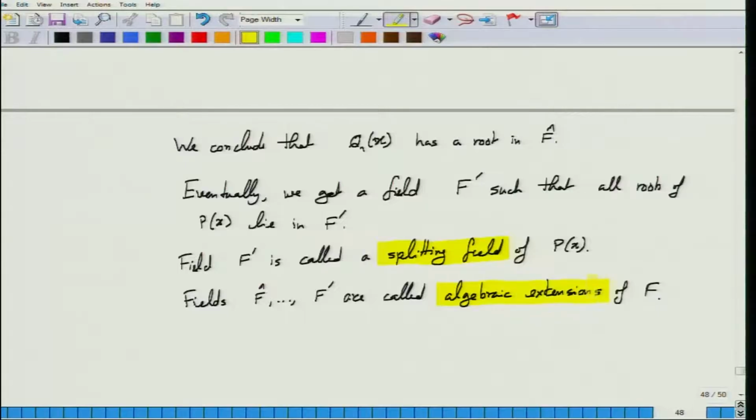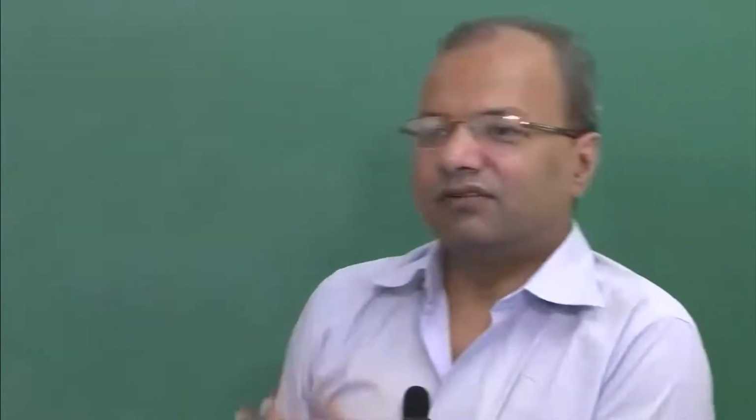All these fields that we get, starting from f hat and continuing all the way up to f prime, these fields are called algebraic extensions of the field f. We started with f, we took a polynomial which doesn't factor completely in f and used that polynomial to create a larger field and successively larger and larger fields, till the point that that polynomial factors completely. So all the fields that we get in this sequence are algebraic extensions.